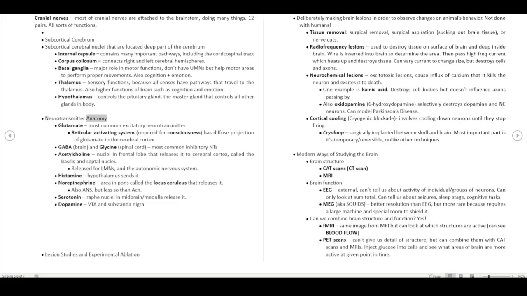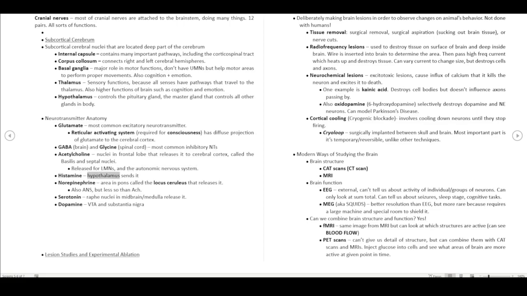Neurotransmitter anatomy. Glutamate, the most common excitatory neurotransmitter. Reticular activating system, required for consciousness, has diffuse projection of glutamate to the cerebral cortex. GABA, in the brain, and glycine, in the spinal cord, are the most common inhibitory NTs. Acetylcholine: nuclei in the frontal lobe, called the basalis and septal nuclei, release it to the cerebral cortex. It is also released for LMNs and the autonomic nervous system.